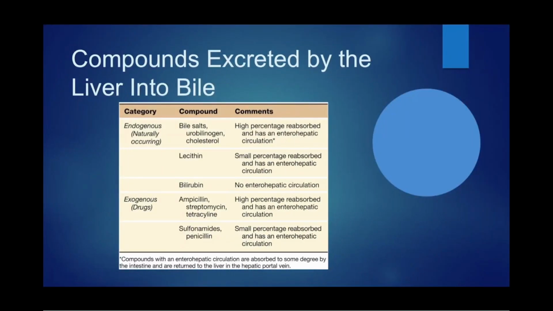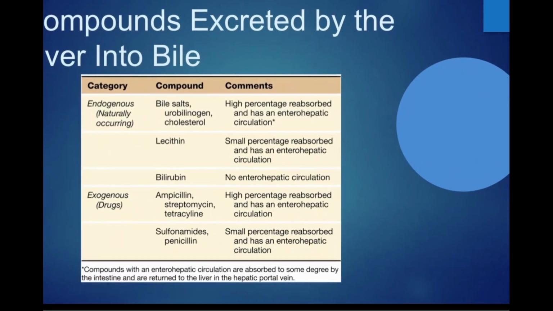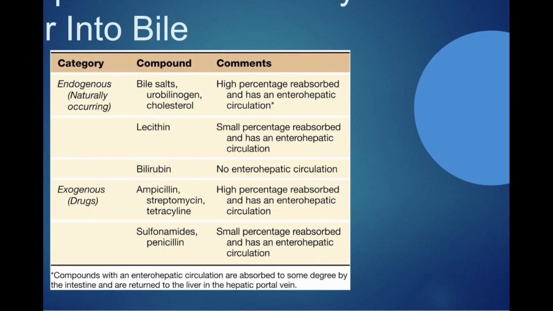What is excreted by the liver into our bile? So we talked about how things are metabolized. If they're renally metabolized, we pee it out. If it's metabolized by the liver, we dump it in the bile. The bile goes into the small intestine, then it goes throughout the intestine, and we poop it out later.